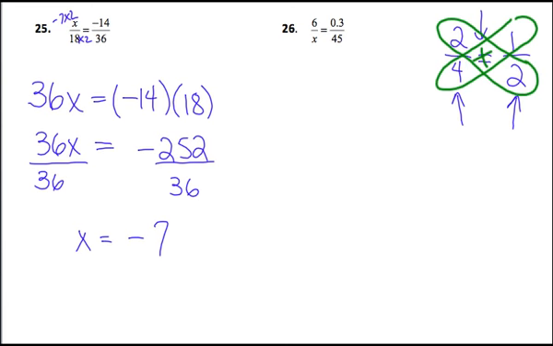In this next problem, I like to put the variable first. So I have 0.3x equals 6 times 45. I'm just going to write it as 45 times 6.